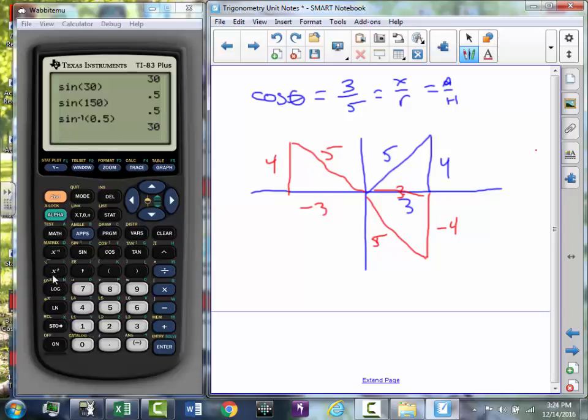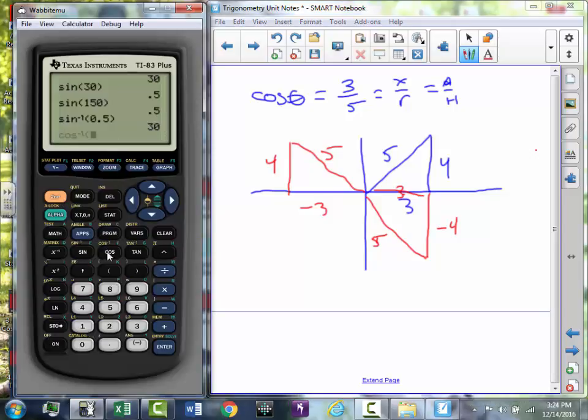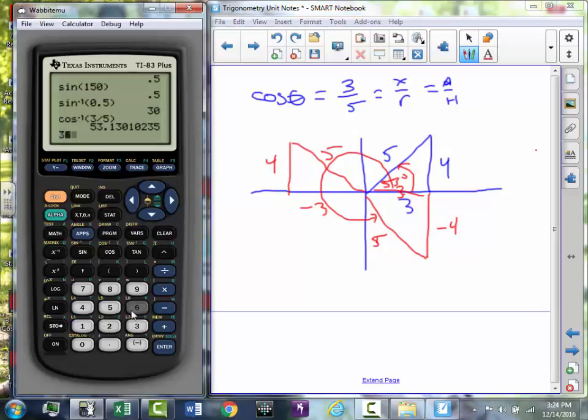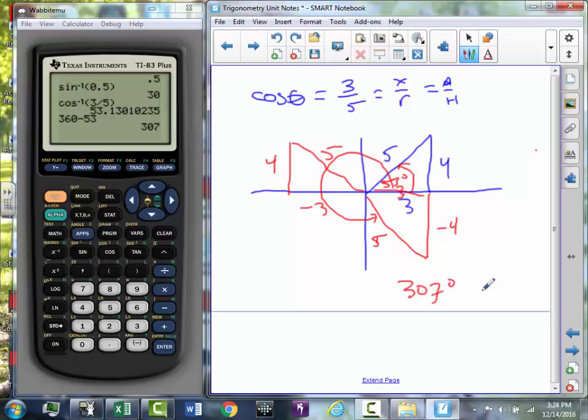So to answer the question, you would then inverse cosine 3 over 5 and get the reference angle, which let's call it 53 degrees. Well, that's one of the possibilities. The other possibility would be to go all the way around the circle, everything but 53 degrees. So 360 minus 53 means the other angle that works would have been 307. Both of those should work.